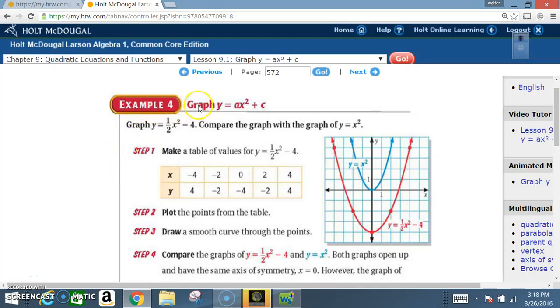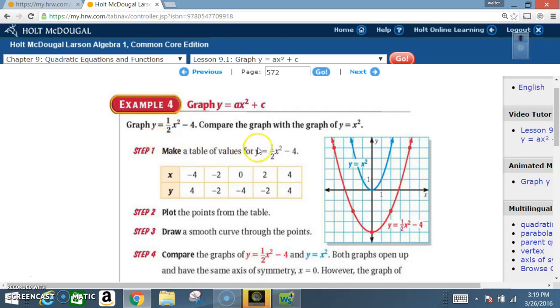Okay, example four, graph y is equal to x squared plus c. Example four, very similar to example three, except that in example four, the c value is negative, whereas in example three, the c value was positive. Okay, we're going to graph it, and then we've got to compare the graph with the graph of y is equal to x squared.